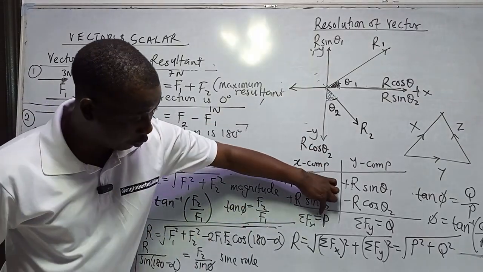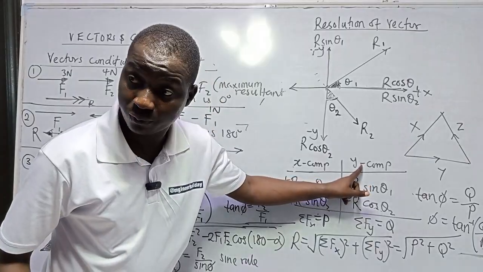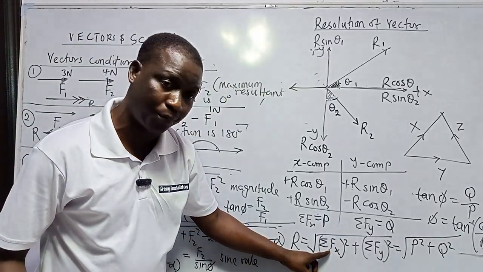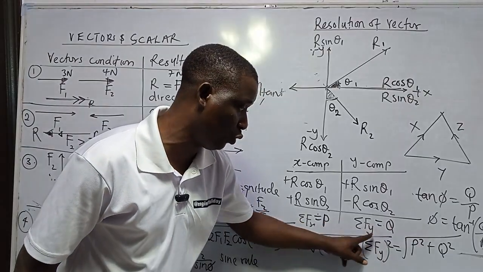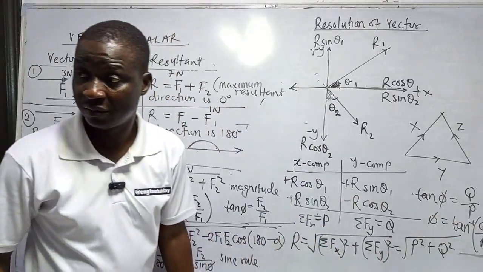Because all this, if you sum it together, will give you P. Sum this one together will give you Q. This is your x component, y component, total. Then when you do your P square, summation Fx square, then put Q in summation Fy square, Q square, take square root of everything.